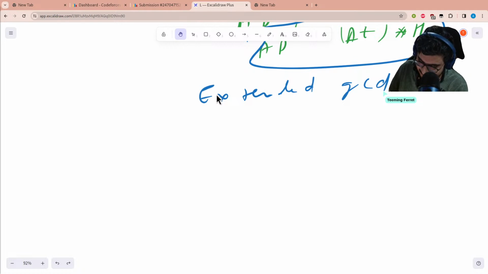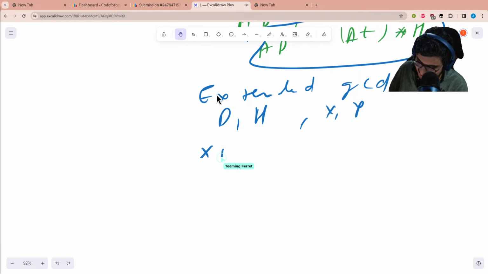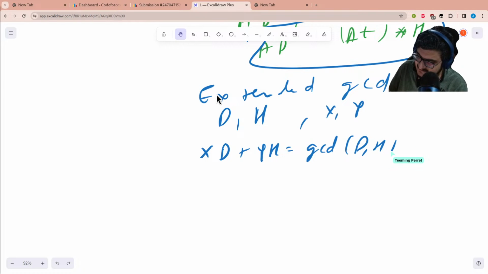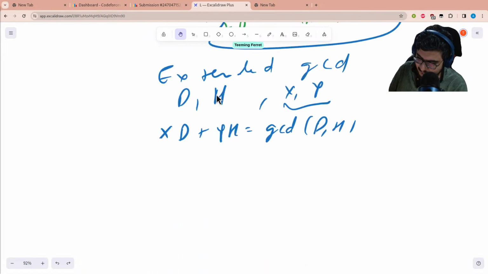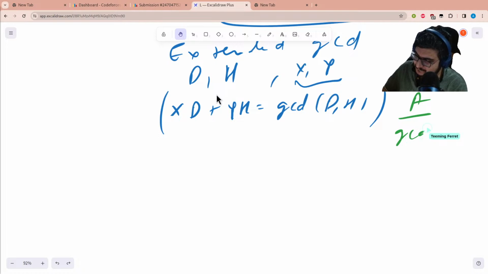From extended gcd we know we can write a number as ax plus yb. Given d and h, we can get some coefficients x and y such that xd plus yh is equal to gcd of d comma h. This x and y can be negative, 0, anything over here. Then because I need a over here, I can multiply this equation by a by GCD of d comma h.